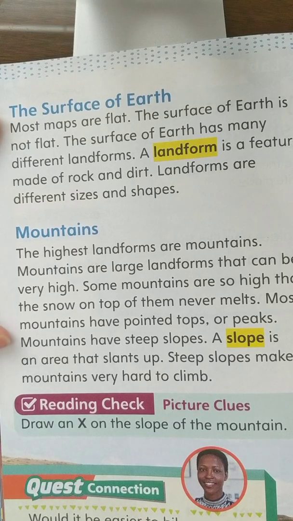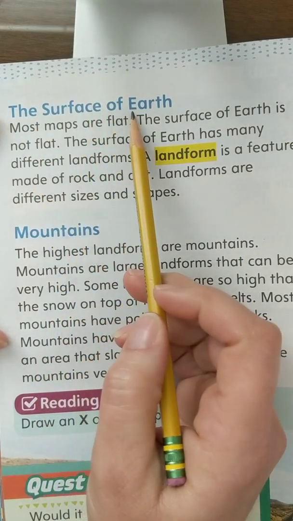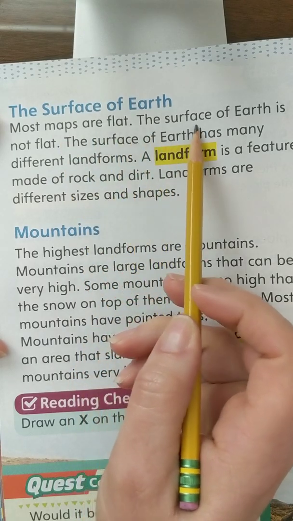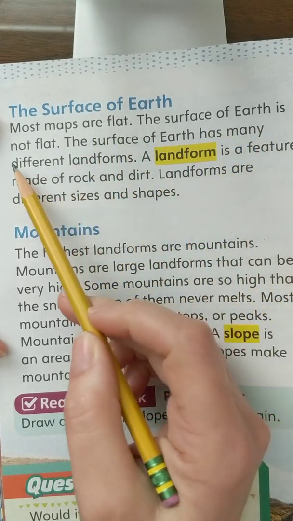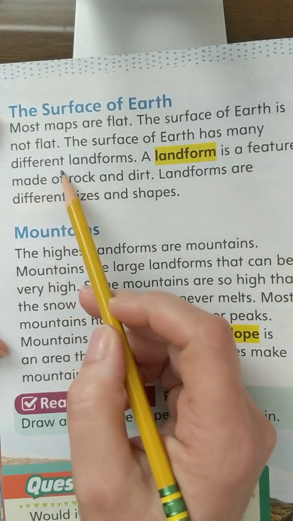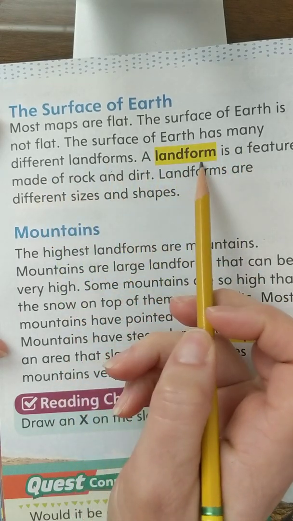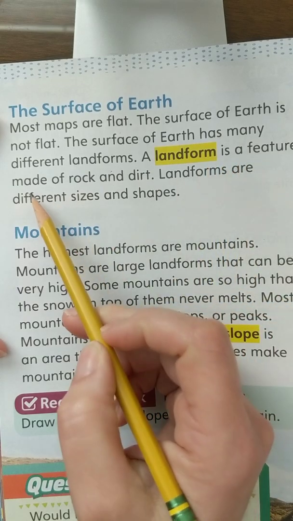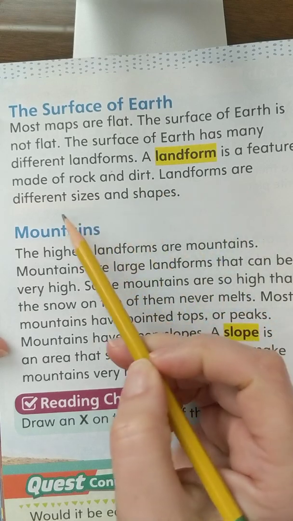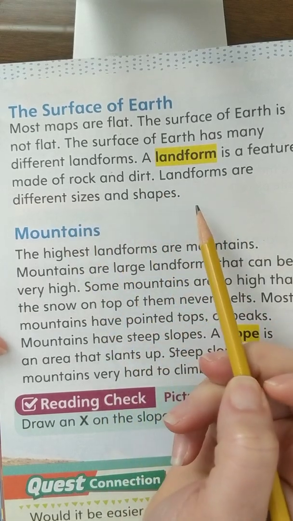Okay, let's begin. The surface of Earth. Most maps are flat. The surface of Earth is not flat. The surface of Earth has many different landforms. A landform is a feature made of rock and dirt. Landforms are different sizes and shapes.